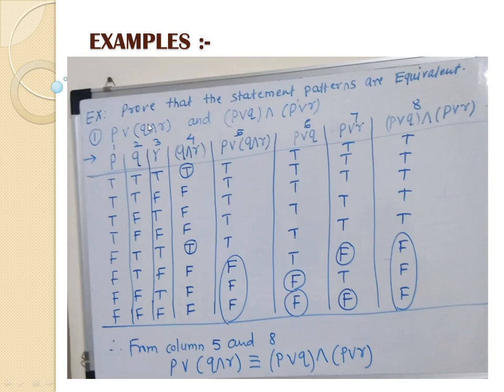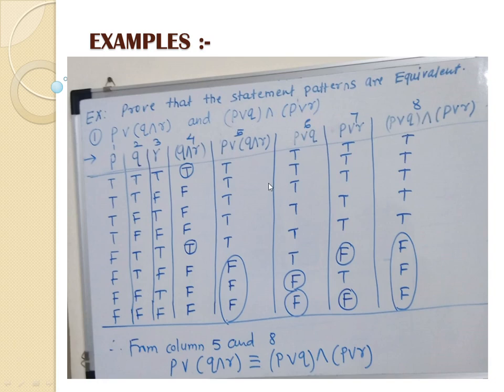Next example: prove that the statement patterns are equivalent. These are two statement patterns, and we have to prove that they are equivalent. So again write the values of P, Q and R as they are. Then solve the first bracket, Q conjunction R. We know the condition of conjunction. Then find P disjunction Q conjunction R. Then find P conjunction Q, P disjunction R and their conjunction.